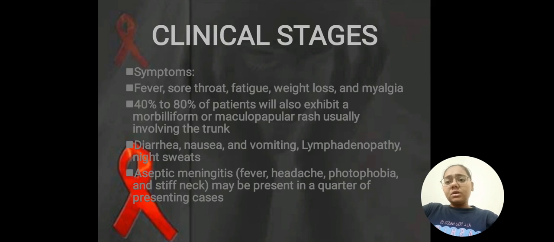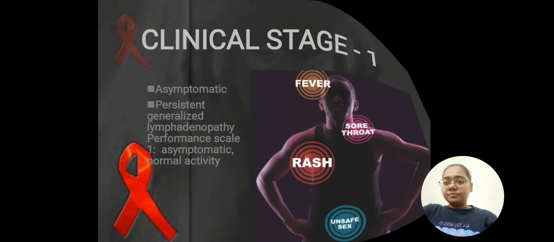Clinical stages. Symptoms: fever, sore throat, fatigue, weight loss and myalgia. Myalgia means pain in the muscles or muscle group. 40 to 80% of patients will also exhibit a rash usually involving the trunk, diarrhea, nausea, vomiting, night sweats. Aseptic meningitis may be present in a quarter of presenting cases.